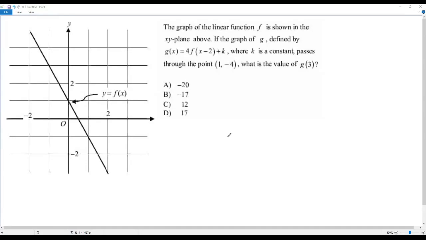Here we have a SAT math problem. Okay, let's go to the question. The graph of the linear function f is shown in the xy plane above. If the graph of g defined by g of x equals 4 times f of (x - 2) plus k, where k is a constant, passes through the point (1, -4), what is the value of g of 3?